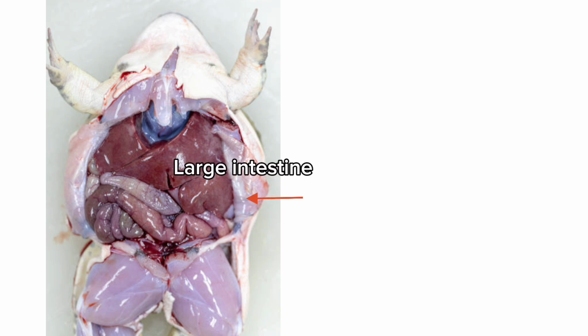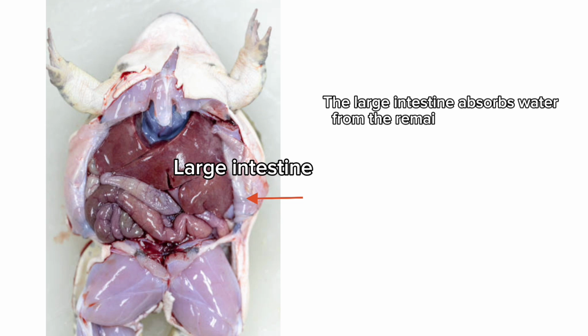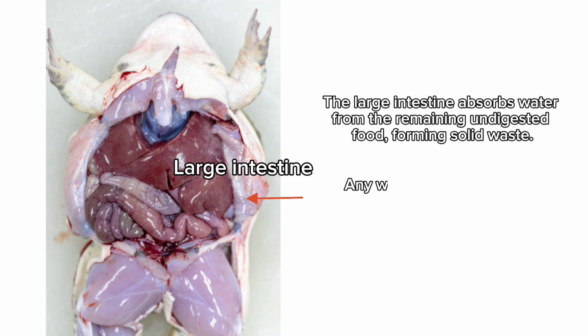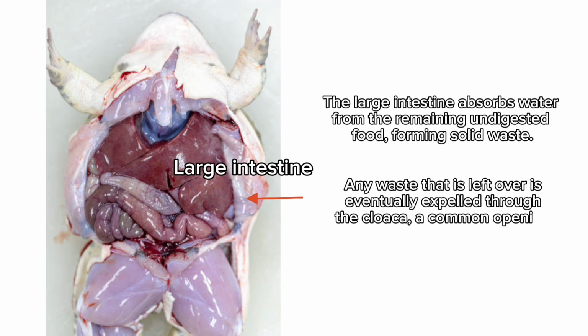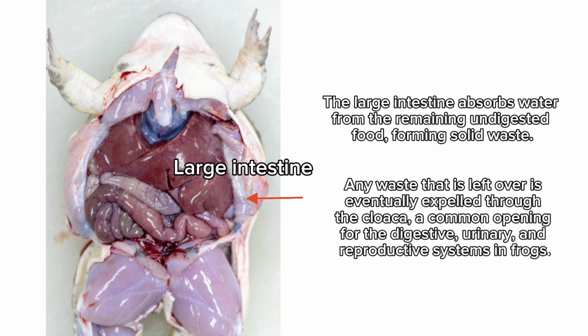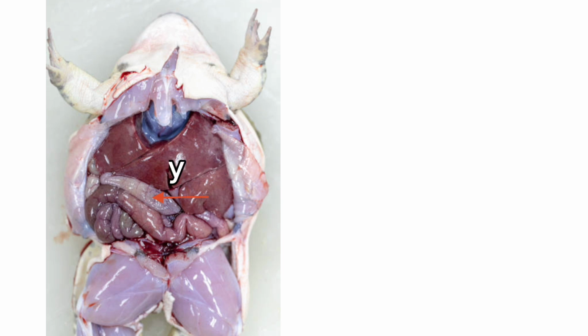The large intestine. Next, we have the large intestine. The large intestine absorbs water from the remaining undigested food, forming solid waste. Any waste that is left over is eventually expelled through the cloaca, a common opening for the digestive, urinary, and reproductive systems in frogs.